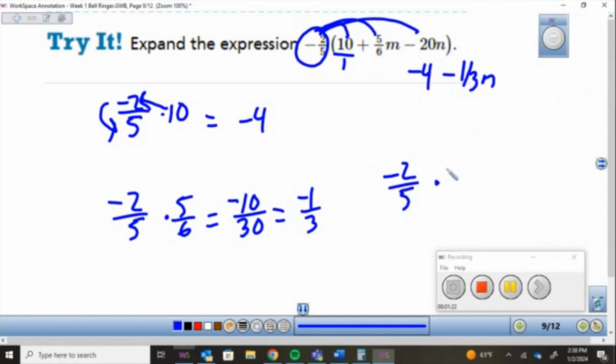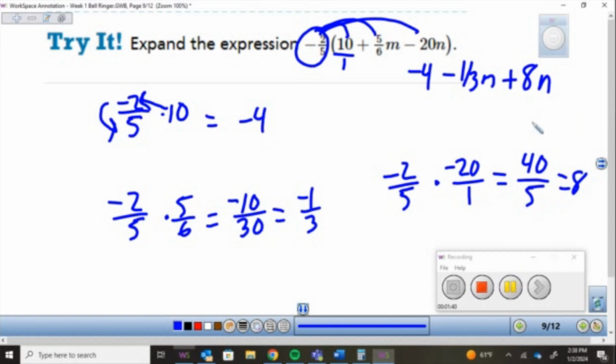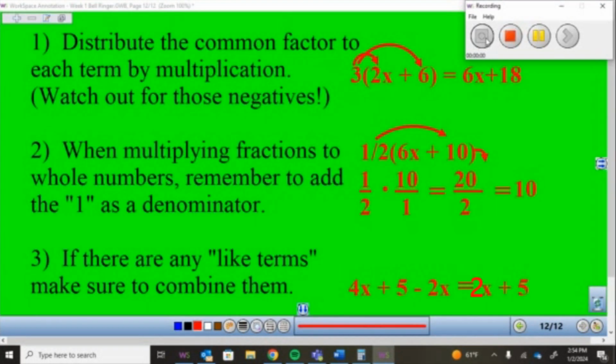And finally, the last term, we have -2/5 multiplied by -20, basically over 1. So -2 times -20 is positive 40. 5 times 1 is 5. If we divide this out, 40 divided by 5 gives us 8. So that will be plus 8n. There's your answer.